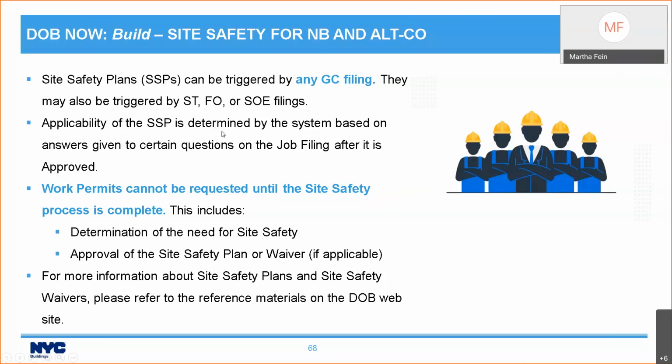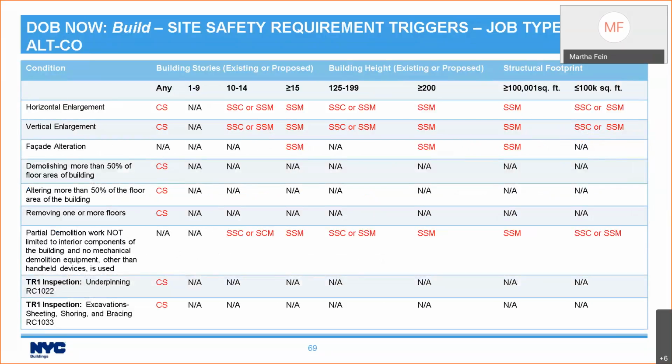Work permits cannot be requested until the site safety process is complete. This includes determination of the need for site safety and approval of the site safety plan or waiver if it's applicable. So that part hasn't changed, but in the site safety training from the last rollout, we had a chart very much like this about alteration jobs. I wanted to go through what the charts are for Alt-CO and new building, and I wanted to talk about how you can use them.